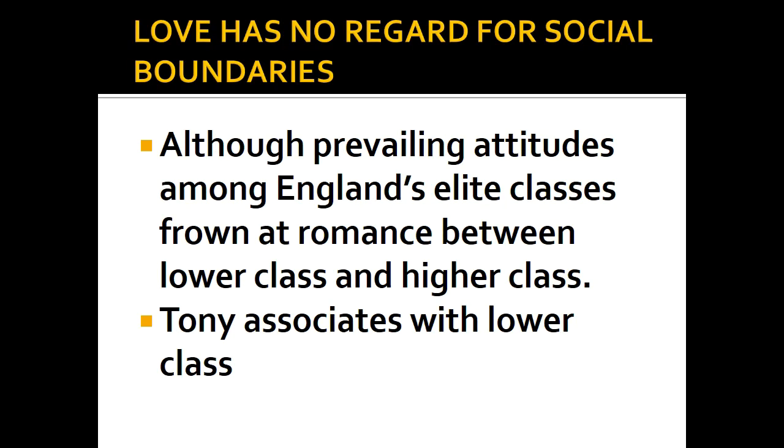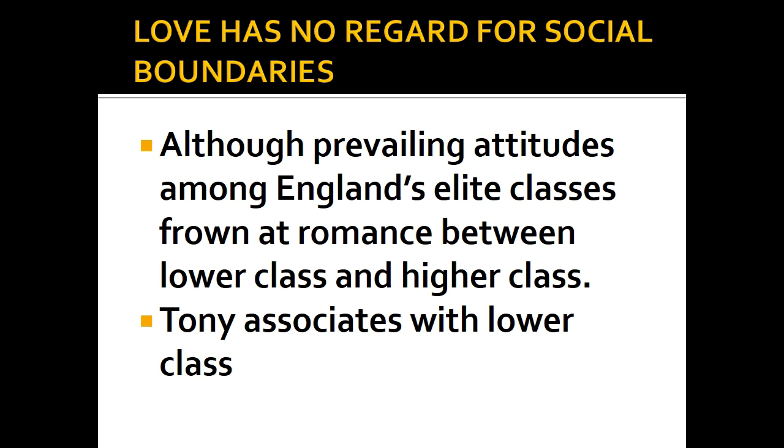Another prevailing theme in this play is that love has no regard for social boundaries. Although the prevailing attitude among England's elite classes frowns at romance between higher class and lower class, Marlowe cannot help falling in love with a common barmaid who is Kate in disguise, and Tony associates with the lower class too in the Three Pigeons Ale House, where it is not supposed to be, because the higher class are supposed to associate with themselves, and the lower class with themselves.